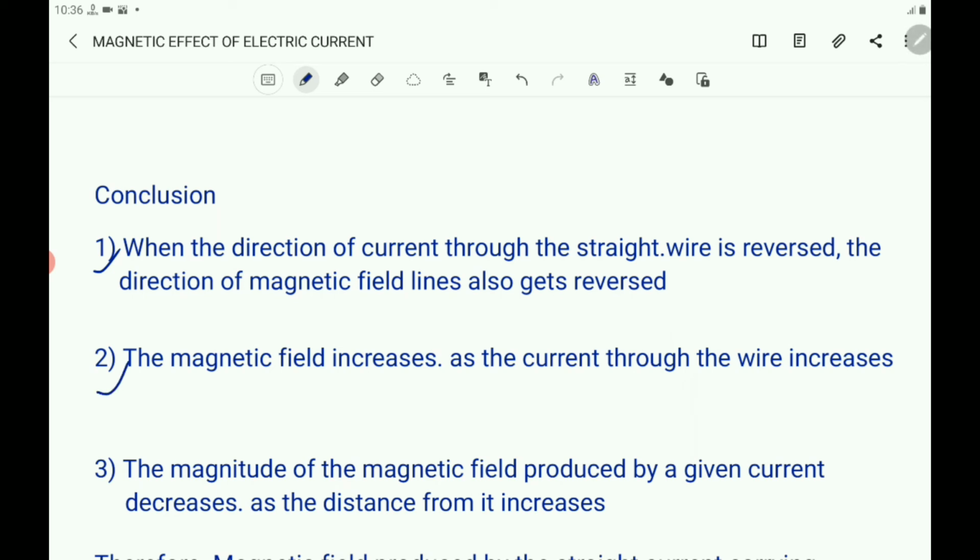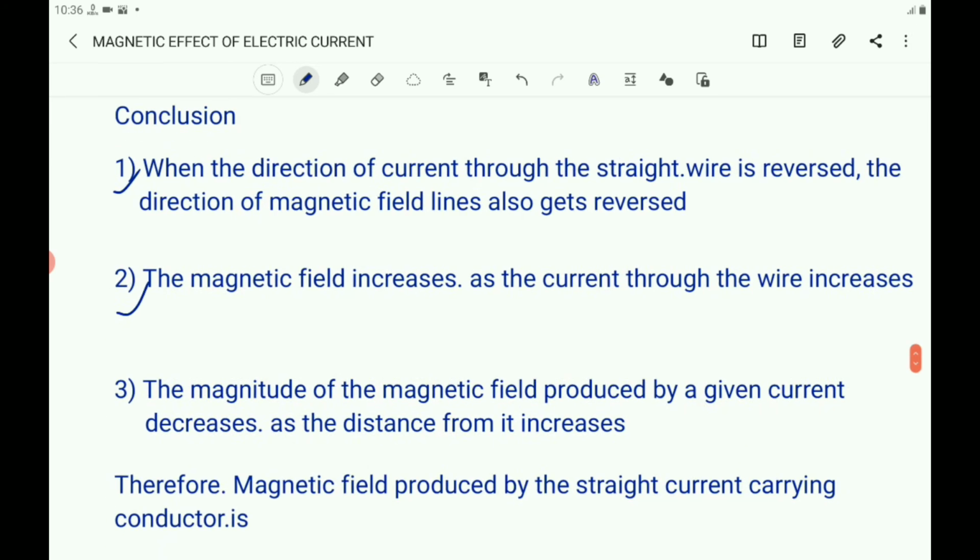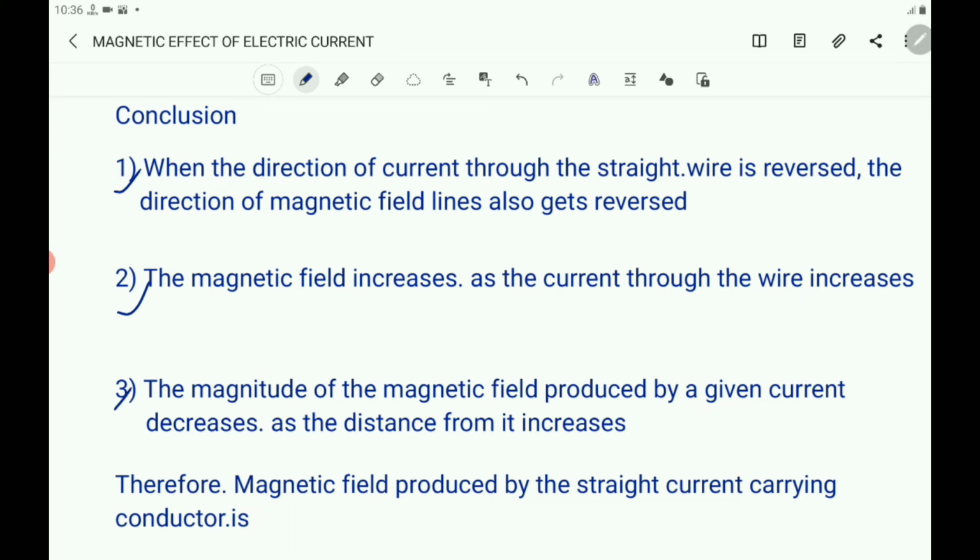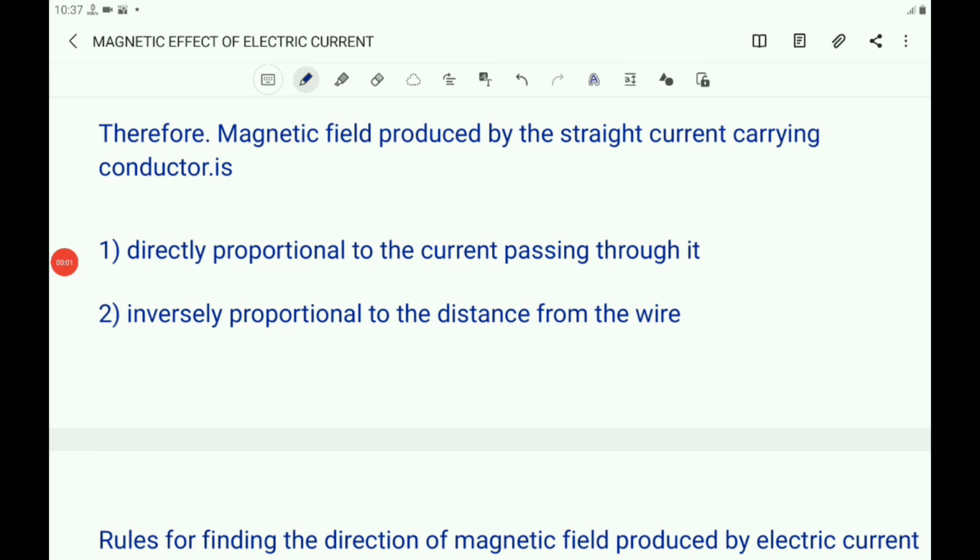Second conclusion, the magnetic field increases as the current through the wire increases. Third, the magnitude of the magnetic field produced by a given current decreases as the distance from it increases. So therefore you can say that the magnetic field produced by a straight current carrying conductor is directly proportional to the current passing through it and inversely proportional to the distance from the current carrying wire.